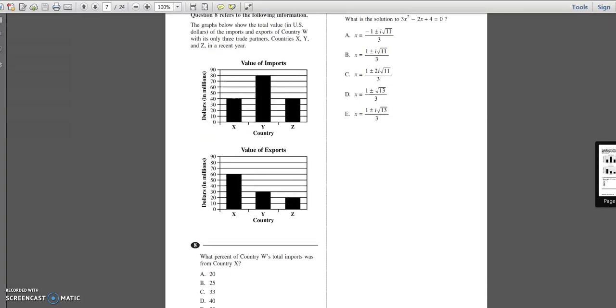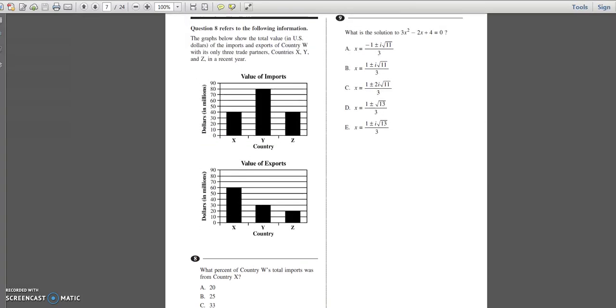Hi everyone, we are working on the Math HiSet Practice Test FPT 7 and we're on question number 8, which is using a couple of graphs. It says the graphs below show the total value in US dollars of imports and exports of country W with its only 3 trade partners, countries X, Y, and Z in a recent year. And then we see the two graphs. We've got the value of imports and we've got the value of exports.